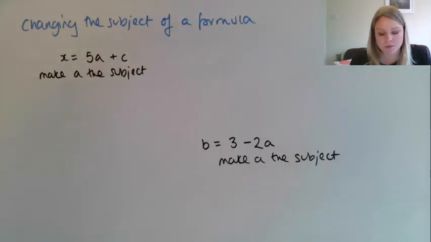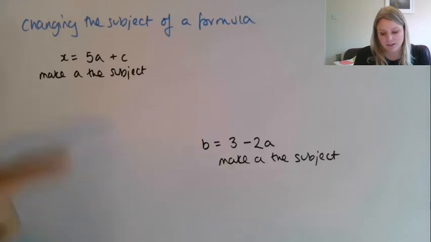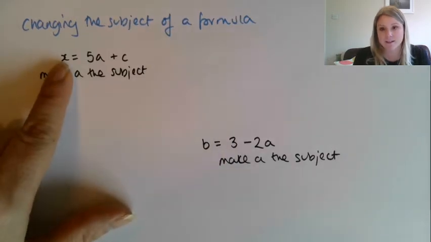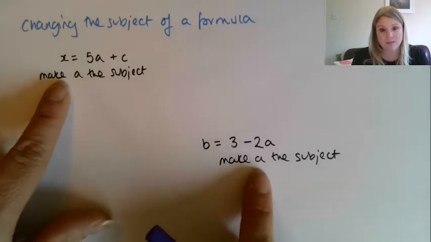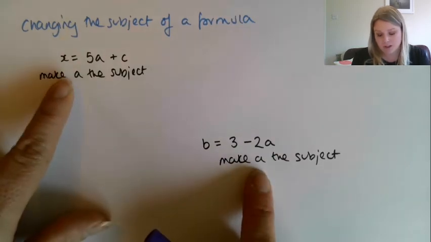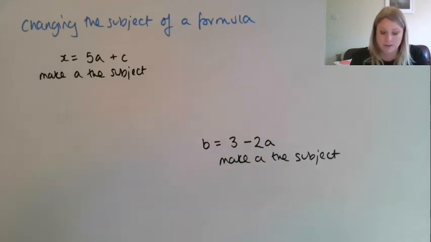So next thing was changing the subject of a formula. So the subject of a formula is just the thing that is on its own on one side of the equal sign, most commonly the left hand side. So in this case here, x is currently the subject of this formula, and in this one, b is currently the subject of this formula. Okay, so in both of these, I've said we're going to be making a the subject. So that means we have to get a on its own on one side of the equal sign.